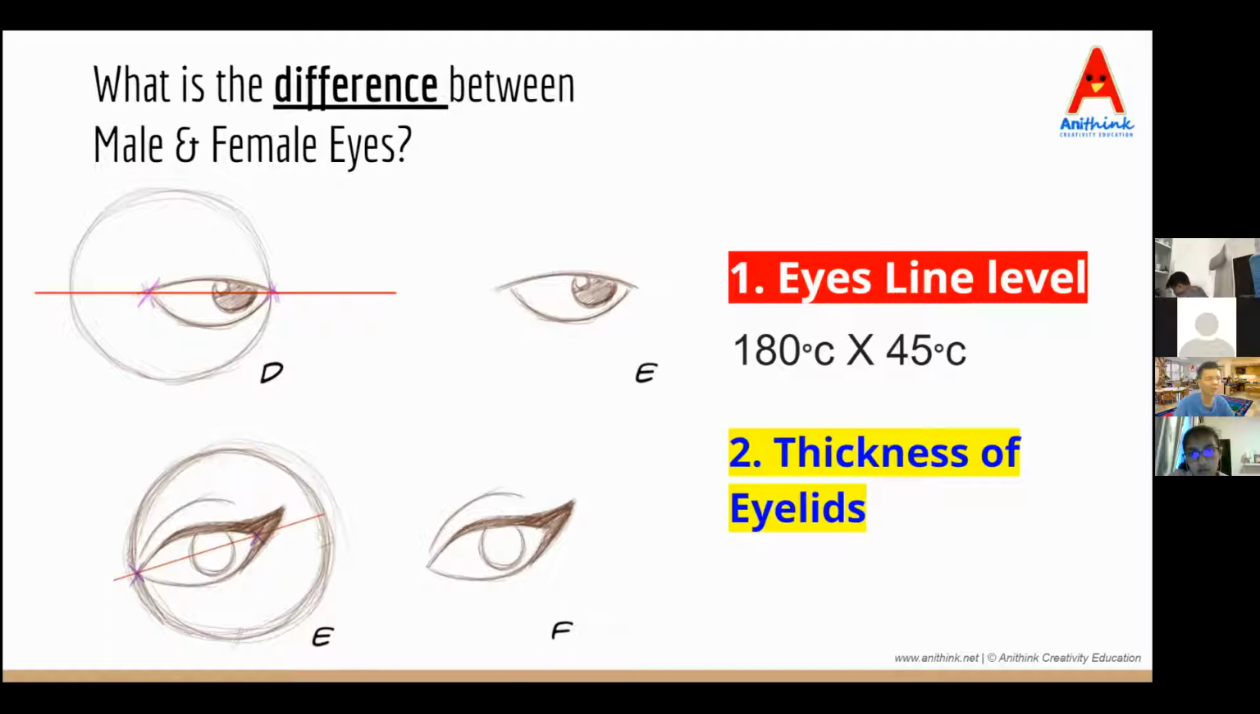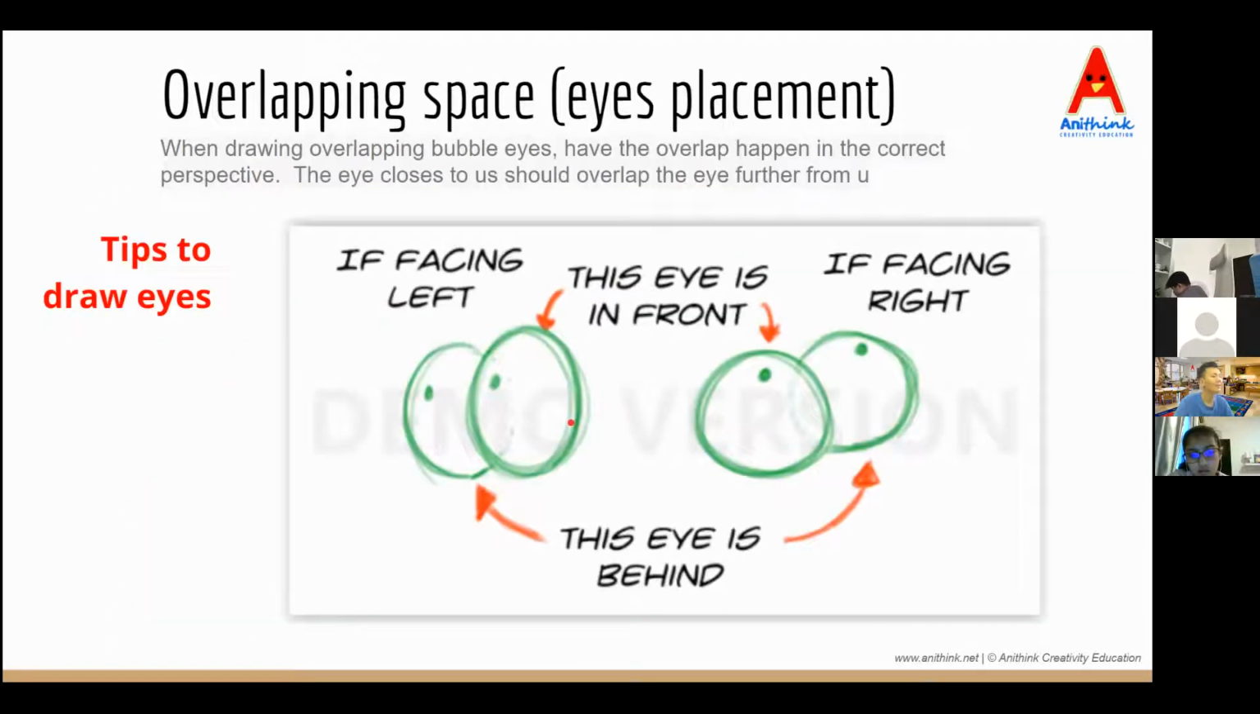Okay. So next one. And then overlapping space. Just now we have talked about this already. So these two eyes, which eye is in front? A or B? Yes. A, right? Yeah, this one is in front. That's why it's hiding, it's overlapping the back eye. How about this one? A or B in front? A or B?